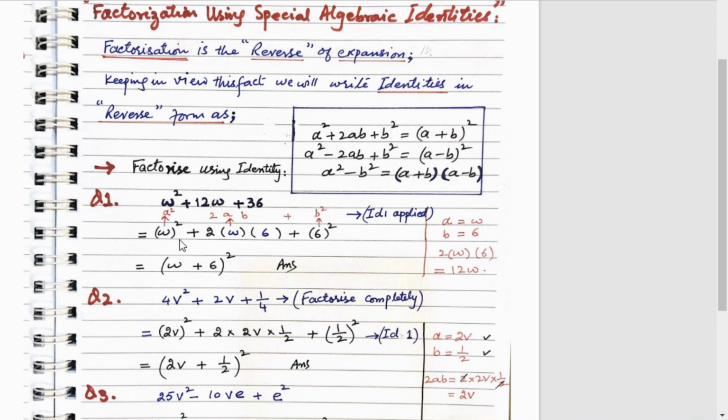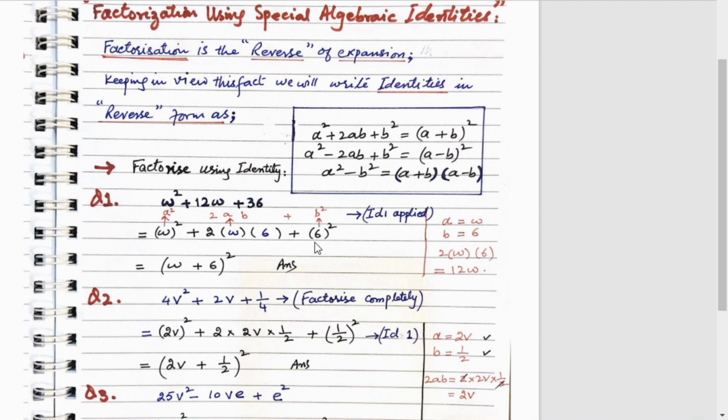w square plus 2ab. Now a is w. I have written 2ab, and my a is w. And what is my b? Can I write 36? First of all, you should write the first and last terms in the form of squares. Now 36 is the square of 6. If we multiply 6 with 6, we get back 36. It means 36 can be written in the form of 6 square.